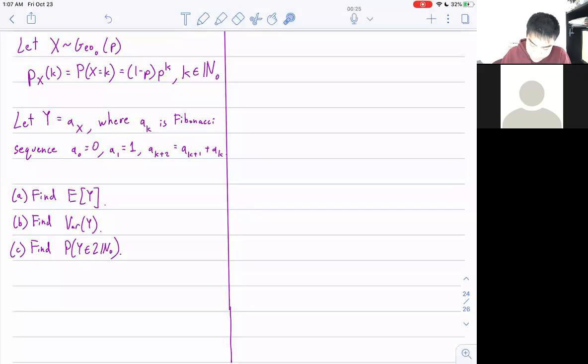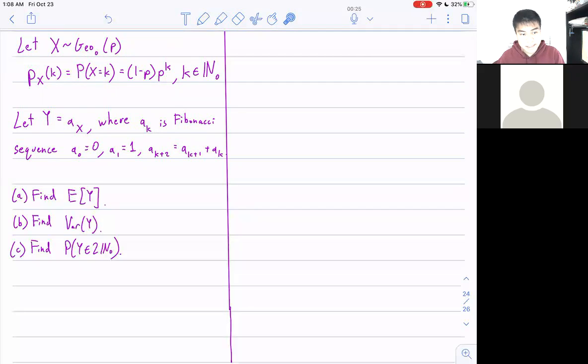So we'll consider a random variable x from a geometric distribution. And the geometric distribution in this case is starting from 0 rather than 1. So its probability mass function, PMF, the probability that x equals this certain integer k, is given by 1 minus p times p to the kth.